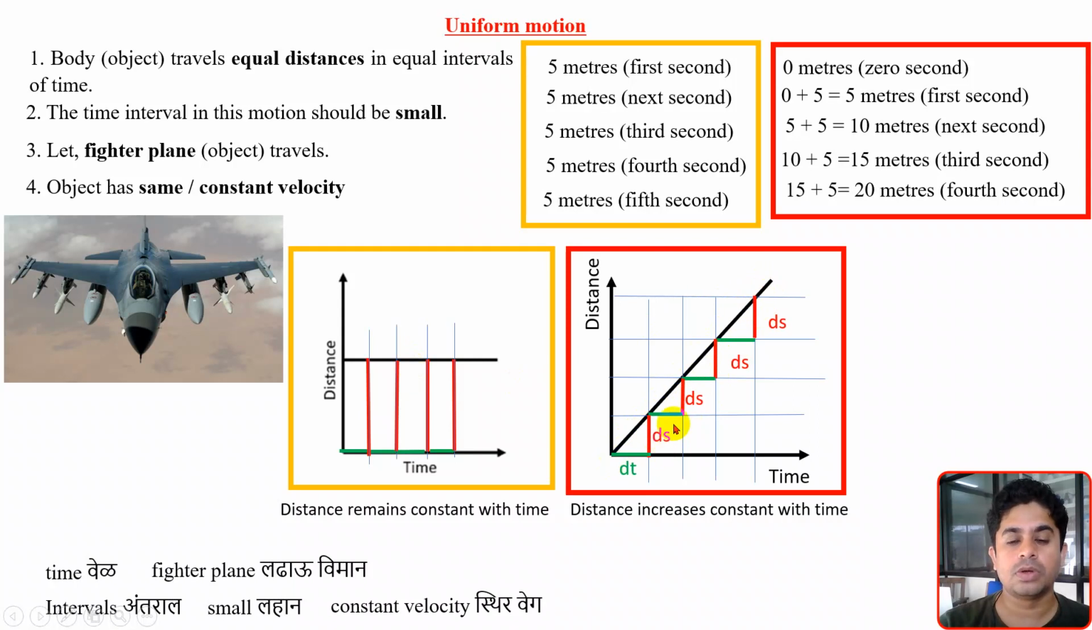Velocity here is constant because the ratio ds divided by dt, or the slope of this line, is constant. Here velocity is constant, but in this case, velocity is zero. Irrespective of the time duration, the magnitude of the velocity is zero. About this graph, we will discuss more in the distance-time graph and velocity-time graph. There, we will get more clarity about this graph.